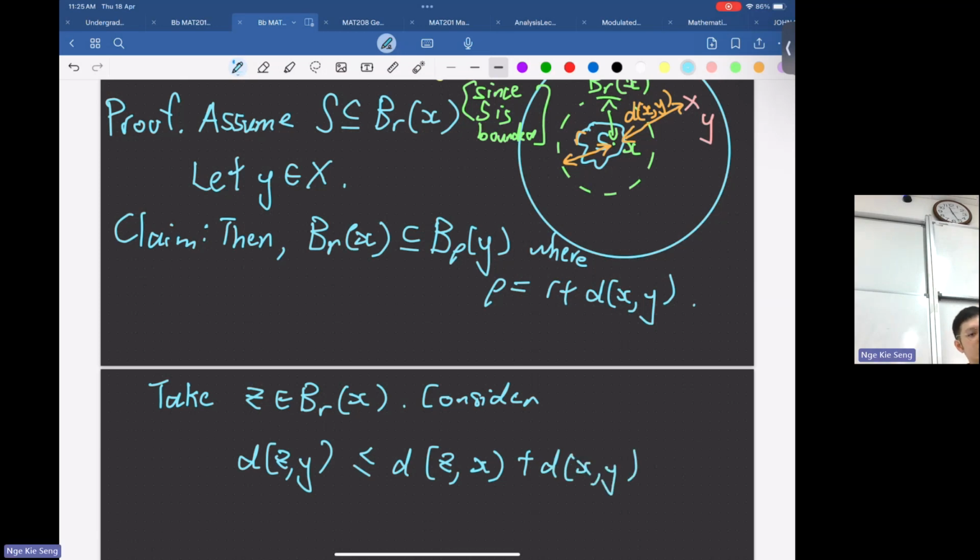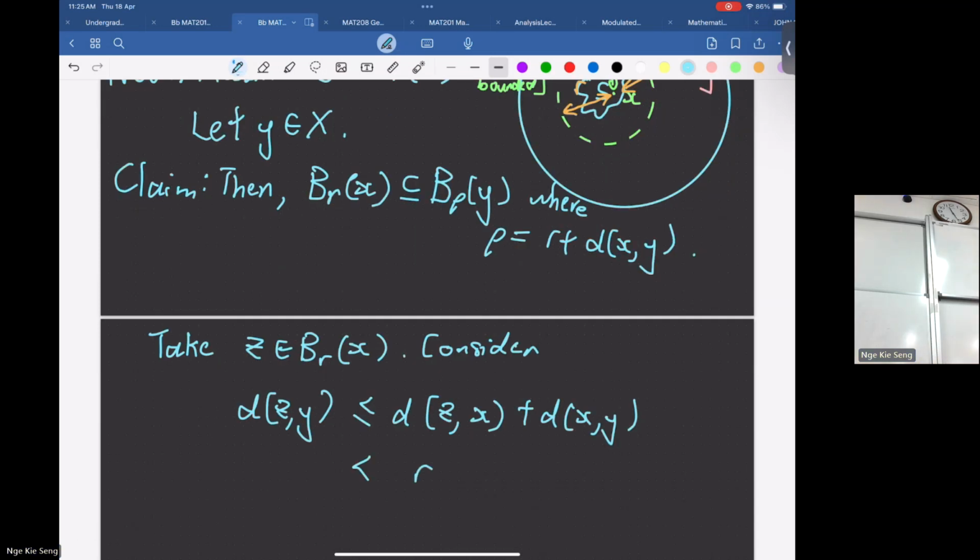In a metric space, almost one thing you always use is the triangle inequality. But what is d(z,x) here? z is in the ball of radius r around x, so it is strictly less than r. And d(x,y) is just the distance between them, which is by construction. So we have shown that d(z,y) is strictly less than rho, which means z lies inside the ball of radius rho at y.